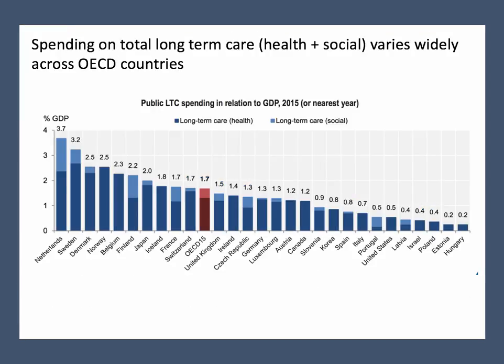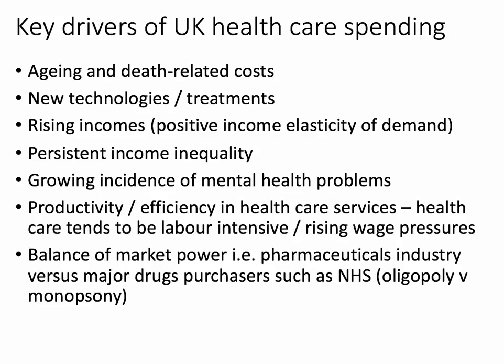State spending on total long-term care, that's health and social care, does vary quite widely across the OECD countries. So typically, if you look on the left-hand side here, Scandinavian countries and the Netherlands, they allocate a much higher percentage of their annual GDP to public long-term care spending. Whereas if you go across to the right-hand side, the United States, for example, that percentage is less than half of the UK and only a third of the OECD average. So one of the big issues is going to be to what extent the ageing population will affect the demands, the pressures, the financial issues facing the National Health Service.